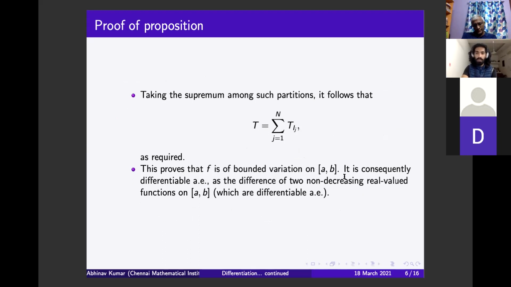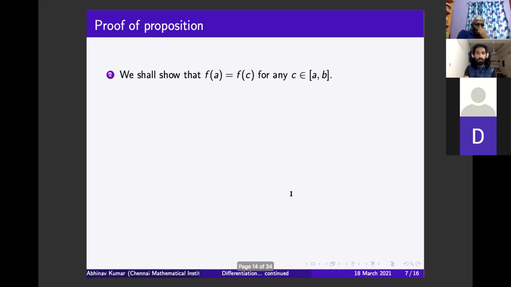Now this particular consequence is the result of a theorem which was proved by Shreyam: a function is of bounded variation if and only if it is the difference of two non-decreasing functions on [a, b]. Each of those is differentiable almost everywhere, which was proved by Richik. So this proves the entirety of part 1 of our proposition.